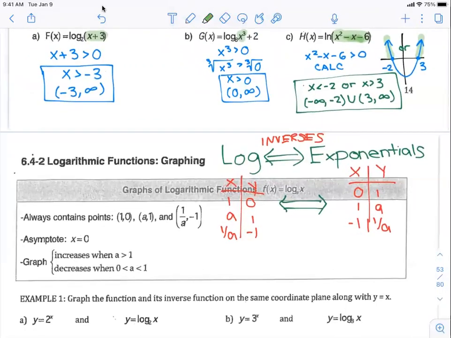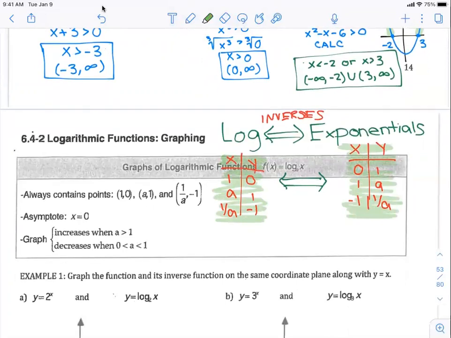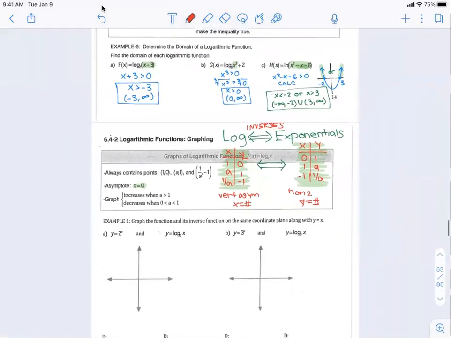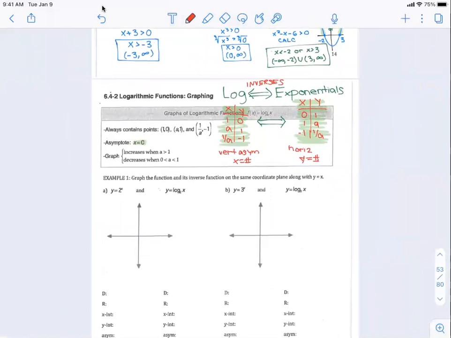So you need to have both of these memorized because you're going to be asked to graph both types, both logs and exponentials. This one also will have an asymptote, except it's going to be vertical. The log ones have a vertical asymptote, so it'll be like x equals a number, where your exponentials are going to have a horizontal one, and those were like y equals a number. So a lot of similarities between the two. If you could graph an exponential, you will be able to graph a log.